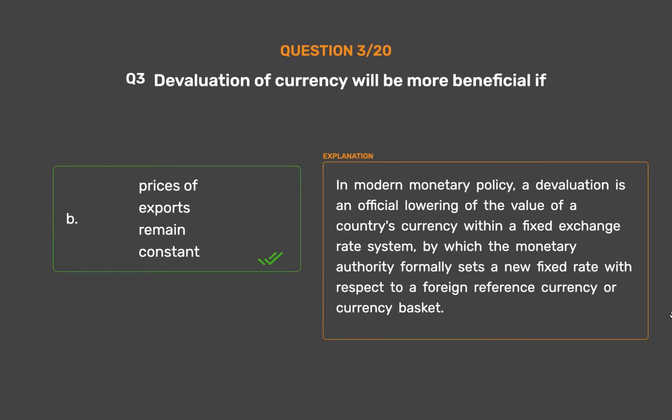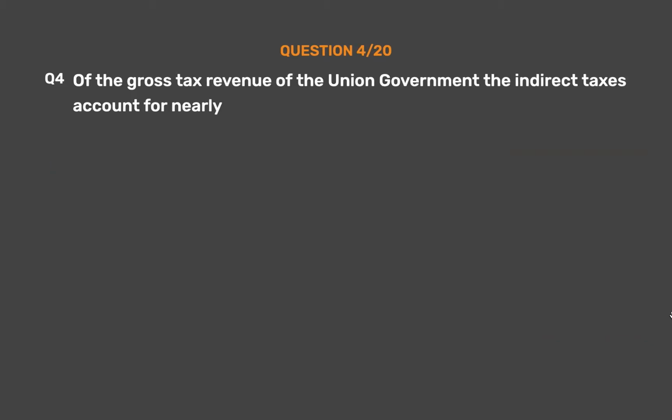In modern monetary policy, a devaluation is an official lowering of the value of a country's currency within a fixed exchange rate system, by which the monetary authority formally sets a new fixed rate with respect to a foreign reference currency or currency basket.